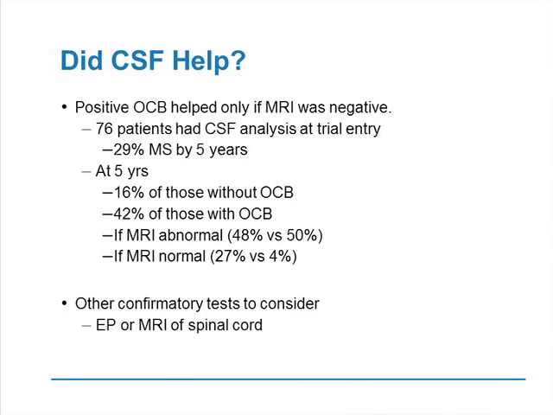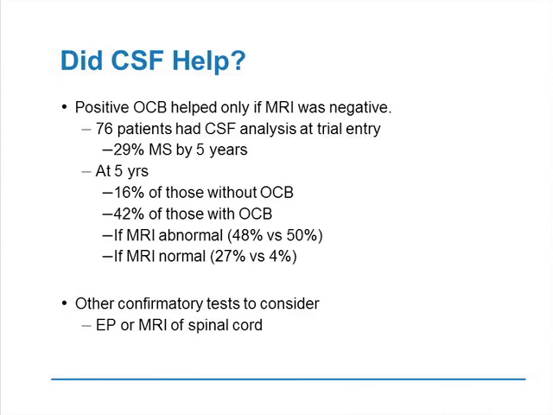However, in patients where the MRI was negative, a finding of positive oligoclonal bands in the spinal fluid can provide some additional predictive value. So in the optic neuritis treatment trial, 76 of the patients had CSF analysis at trial entry, and 29% of those developed MS by 5 years. At 5 years, only 16% of those without oligoclonal bands went on to develop MS, whereas 42% of those with oligoclonal bands went on to develop MS.